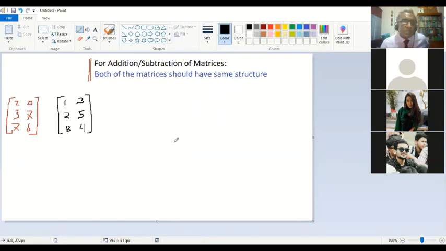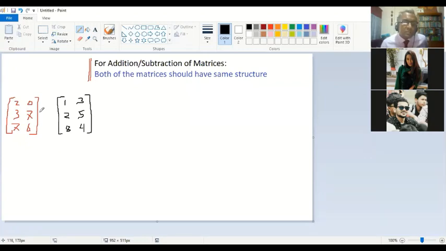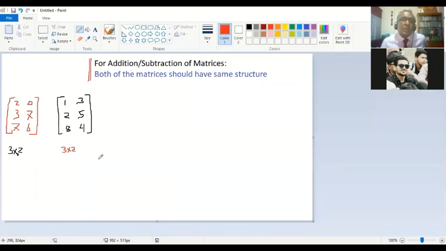Why am I saying same structure? Because the first matrix is a 3 by 2 matrix, that means 3 rows, 2 columns. And the second matrix is also 3 by 2, because it has 3 rows, 2 columns. Right. So if we want to do addition, now I am showing addition, that means you add the 2 matrices together.